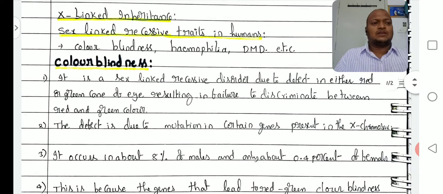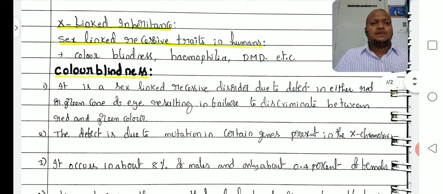So color blindness, first point: it is a sex-linked recessive disorder due to a defect in either the red or green cone of the eye, resulting in failure to discriminate between red and green color. So here, the genes are present on the X chromosome. The people suffering from color blindness fail to discriminate between red and green color because of the defective gene for the red or green cone of the eye.